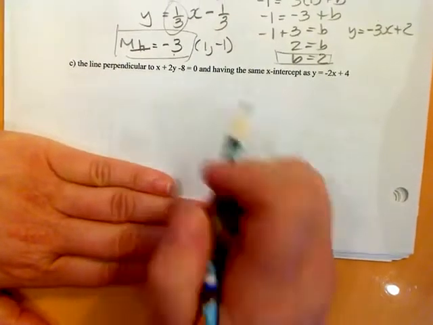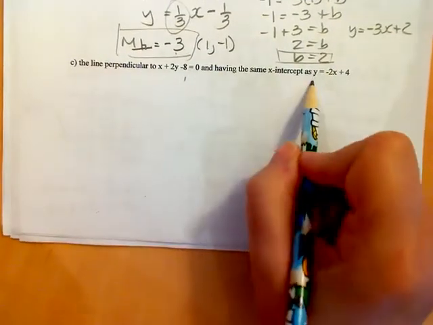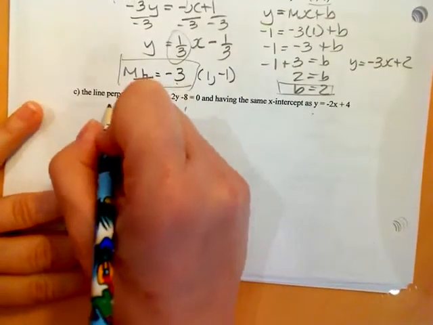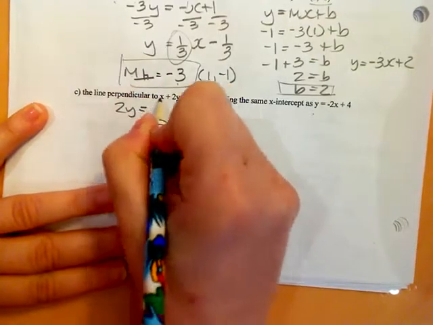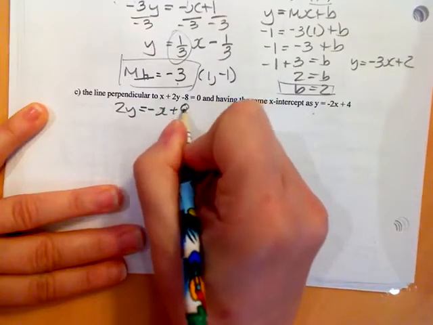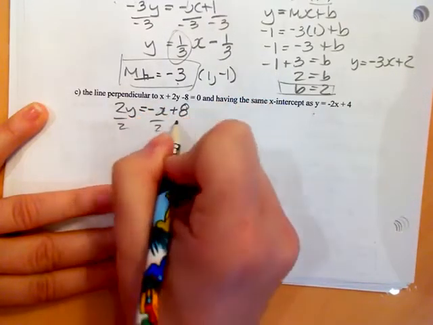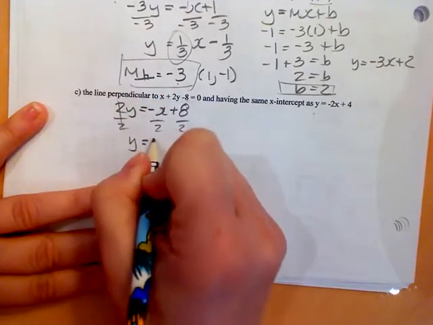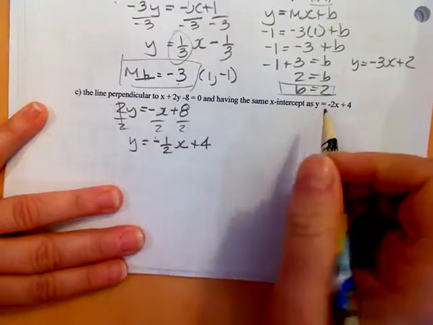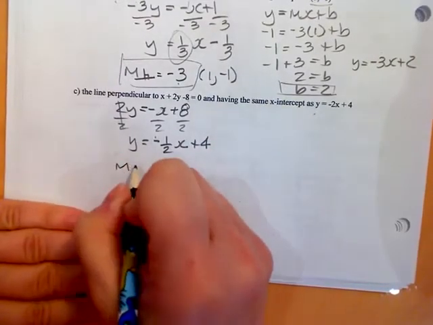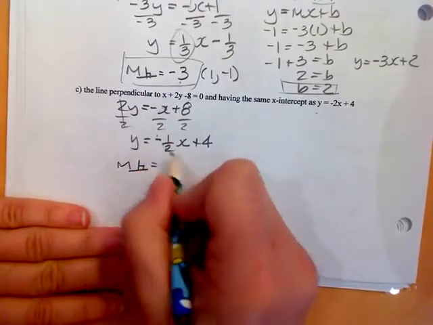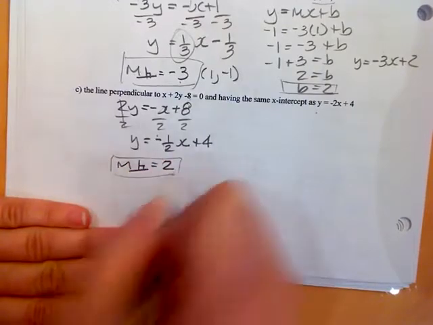Last one, like this. Find the equation of a line that's perpendicular to this and has the same x-intercept as that. Okay, so for my slope, first I have to put this in y equals mx plus b, so x comes over, so it's negative, and negative 8 comes over, so it's positive 8. And then divide everything by 2, so I have y equals negative 1/2 x plus 4. That's the slope, but I'm perpendicular, so the perpendicular slope is flip and change the sign. So my line's slope will be 2.